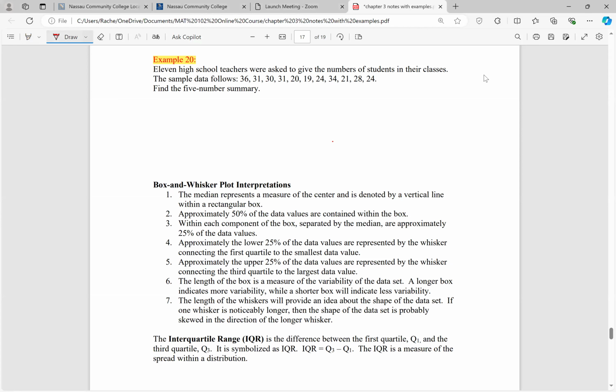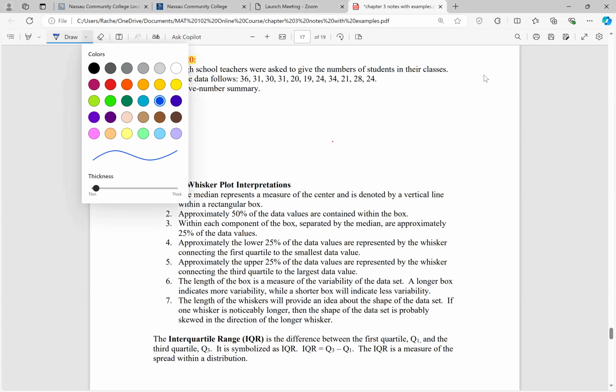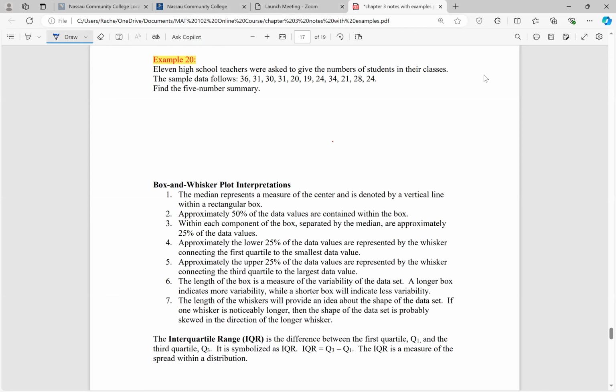Example 20 says 11 high school teachers were asked to give the number of students in their classes. The sample data follows. So we have 36, 31, 30, 31, 20, 19, 24, 34, 21, 28, and 24. So those are the answers that the teachers gave in terms of how many students are in their classes, and we're considering this a sample. So I want to find the 5-number summary for this sample.